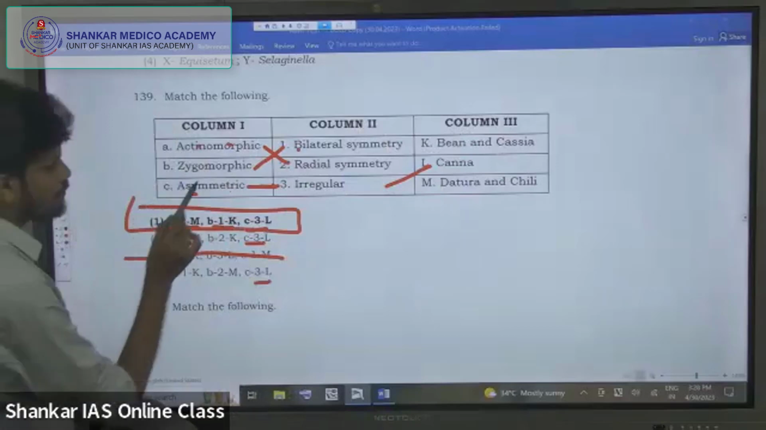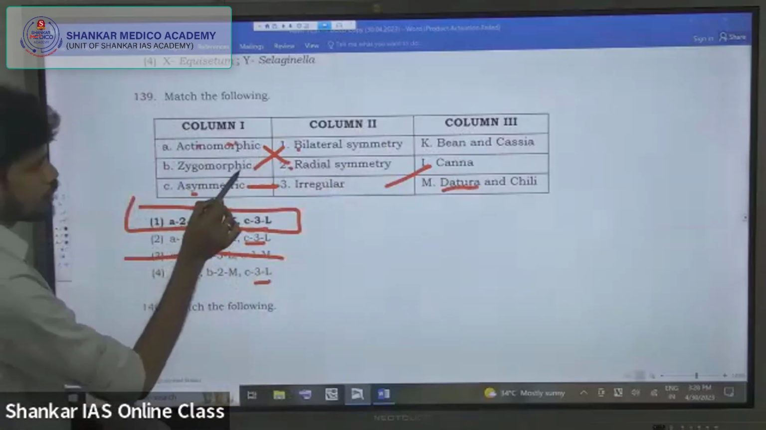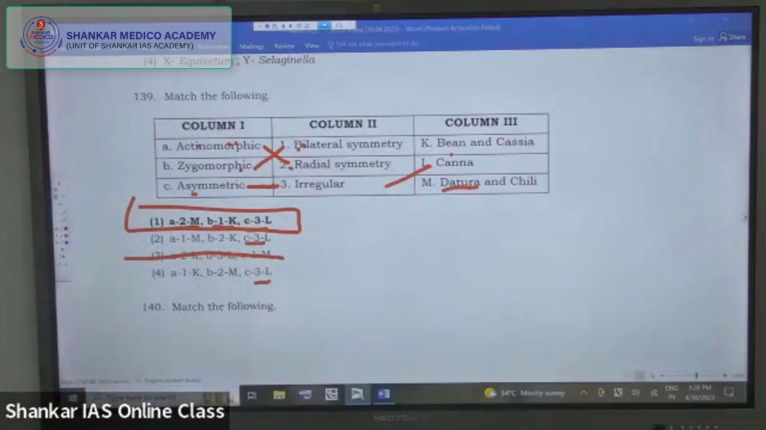Actinomorphic, radial symmetry, examples are Datura and Chilli. Zygomorphic, bilateral symmetry, examples are bean and Cassia.